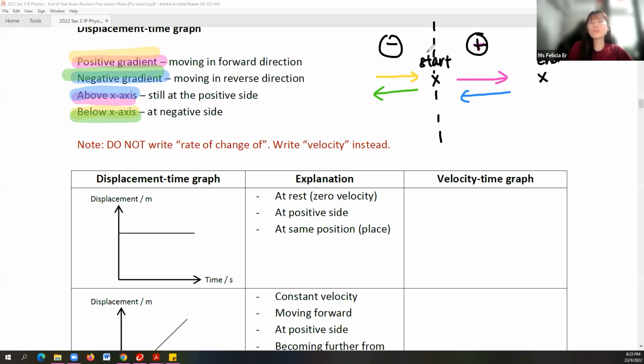If you are before the start line, like a displacement of -5, that means it's even further away from the end point.